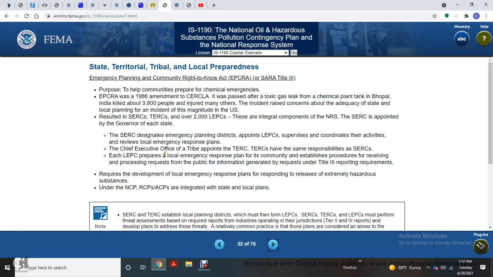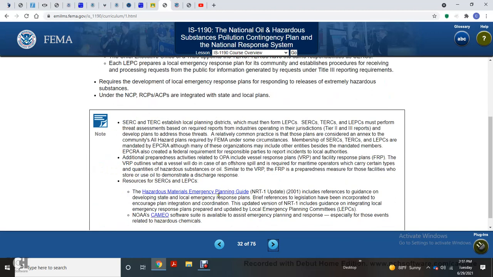Each local emergency planning commission prepares the local emergency response plan for the community. It establishes procedures for receiving and processing requests for public information required for the Title III reporting requirements. Title III requires the development of a local emergency response plan for responding to releases of extremely hazardous substances. The National Contingency Plan, Regional Contingency Plan, and Area Contingency Plan are integrated with the state and local plans.